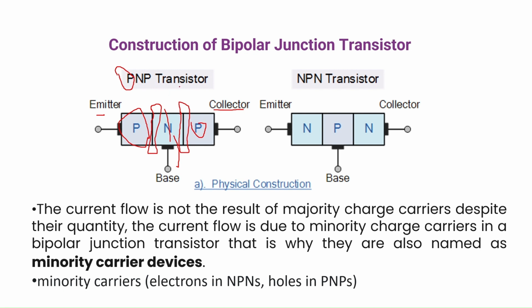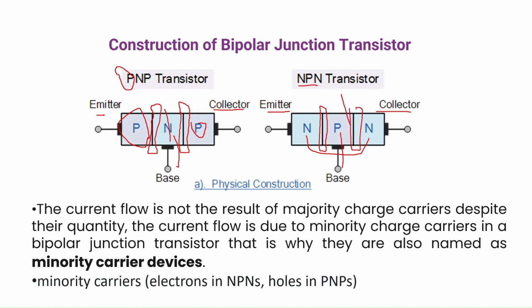Next one is NPN transistor. For an NPN transistor, the p-type semiconductor is sandwiched between two n-type semiconductors. This n-type forms the emitter, this n-type forms the collector, and the p-type forms the base of a bipolar junction transistor. Here also there are two PN junctions. One corresponds to the emitter base and the next one corresponds to the base collector junction.